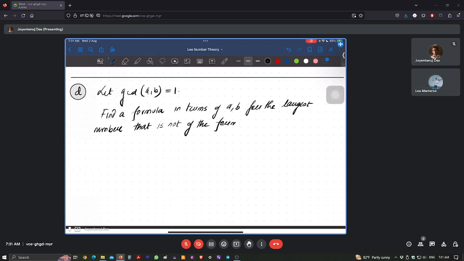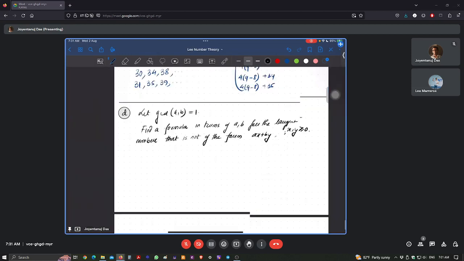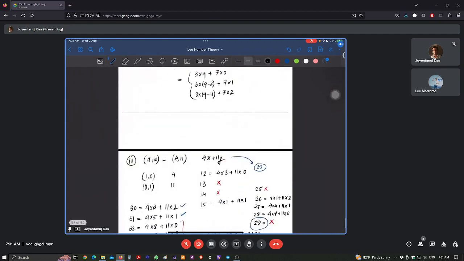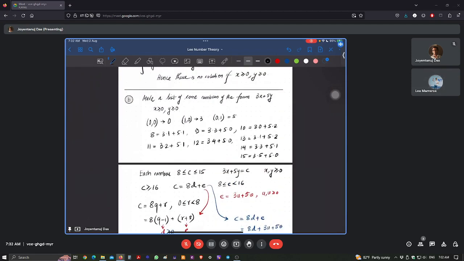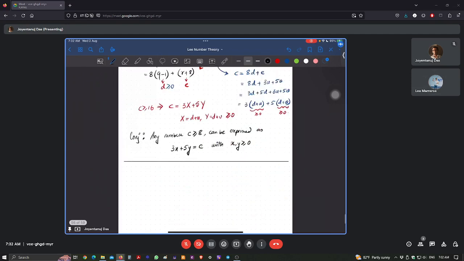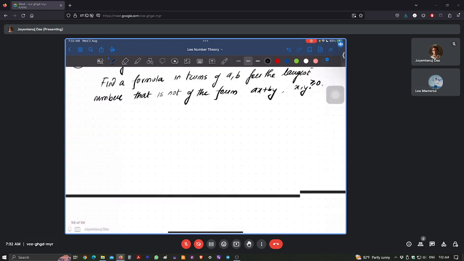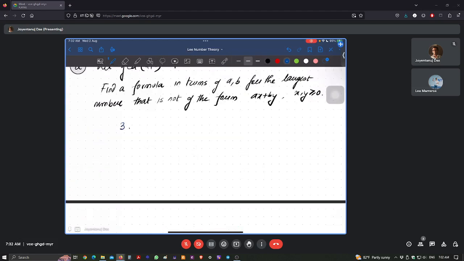That is not of the form ax plus by, where both of them are non-negative. So what will be the thing? Let us see what we got. For these two examples, then you'll maybe get an idea. From the previous one, it was 3 and 5, and I got the largest number that is not expressible to be 7. So for a comma b, with 3 and 5, the largest number not expressible is 7.